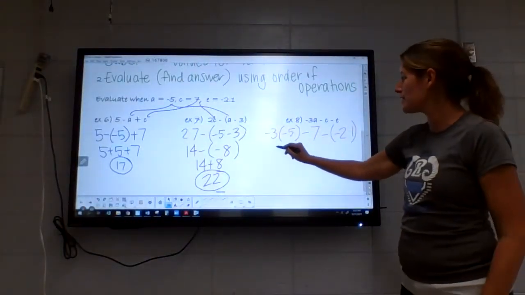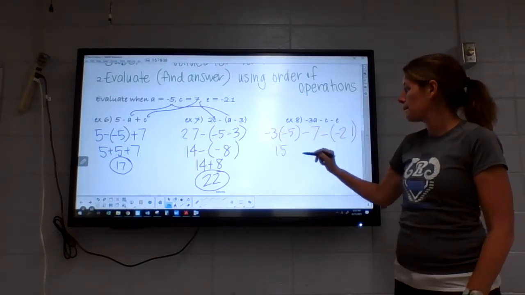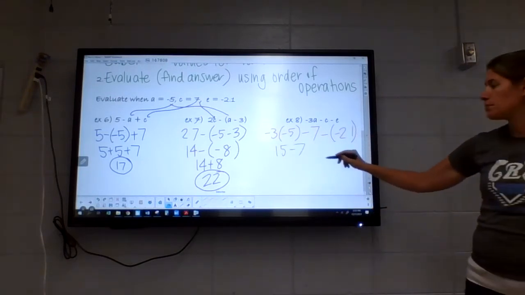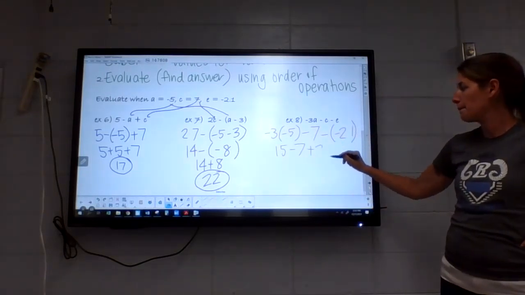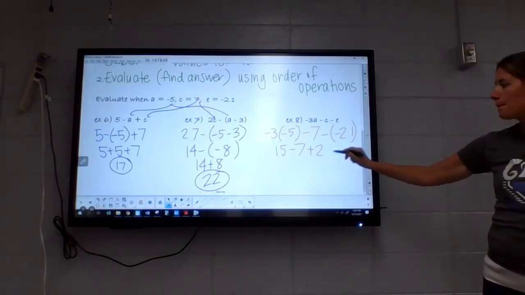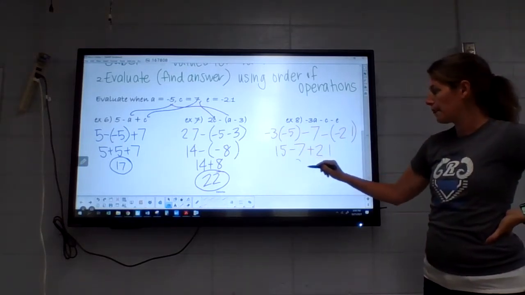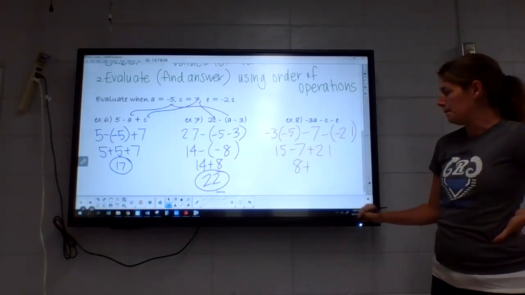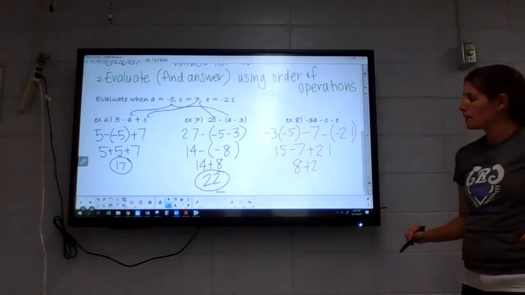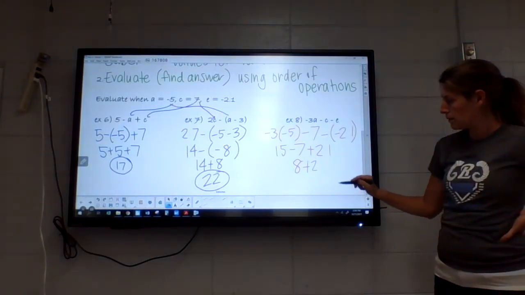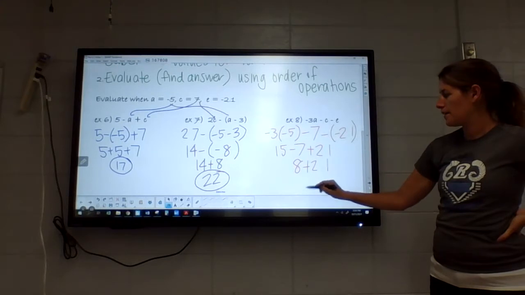Let's find an answer. So to multiply first. And so that would be a positive 15. And then this becomes plus 2.1. So that's 8 plus 2.1. And then this becomes 10.1.